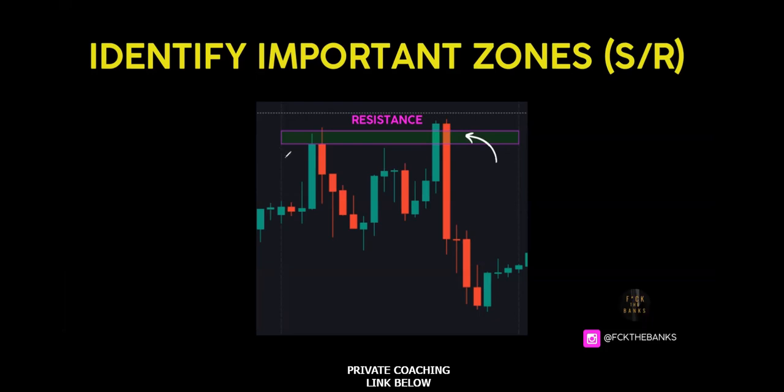So for example, how to draw resistance, okay? As you can see, we had this very nice bullish candle closing at this level. Now, what happened next? You had this bearish candle closing at the same level, rejecting this area, and now it starts to drop. So this becomes a new level, okay, guys?